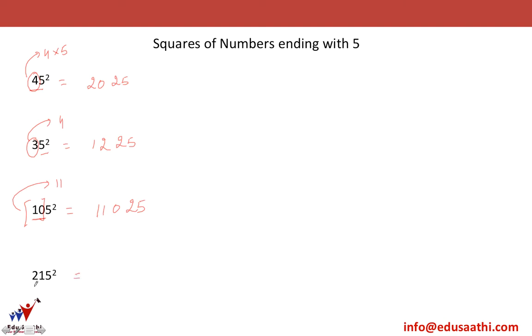Similarly, if we have 215 square, I'll have 25, and ahead of 25 here you'll just multiply 21 into 22 and write whatever the answer comes here. So if we solve 22 and 21, this gives me 462. This is going to be 46225.